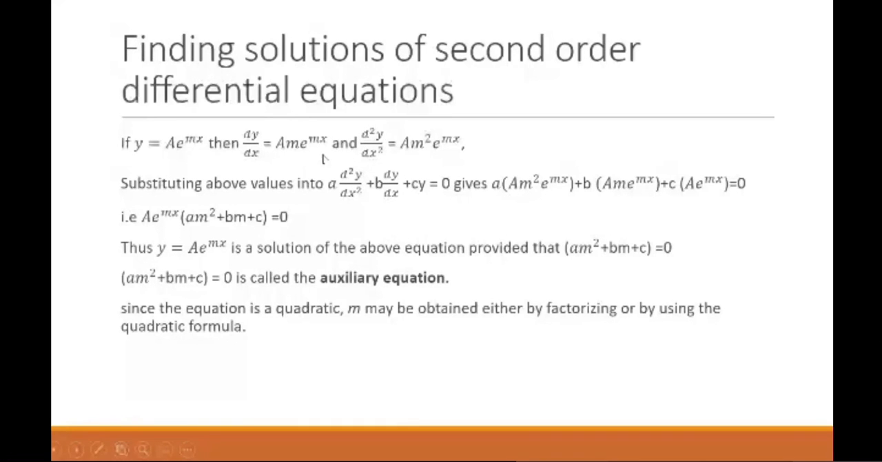Similarly, we can find the second derivative of this term. The second derivative means, again, we are differentiating this exponential function, so we have another m term, so it becomes a m squared e^(mx). So now we can replace these values in the second order differential equation. The second derivative is a m squared e^(mx), plus b times the first derivative, a m e^(mx), plus c times y, which is a e^(mx), equals 0. So we can write down this equation taking a e^(mx) as a common term, outside the brackets, as a e^(mx)(m squared plus bm plus c).